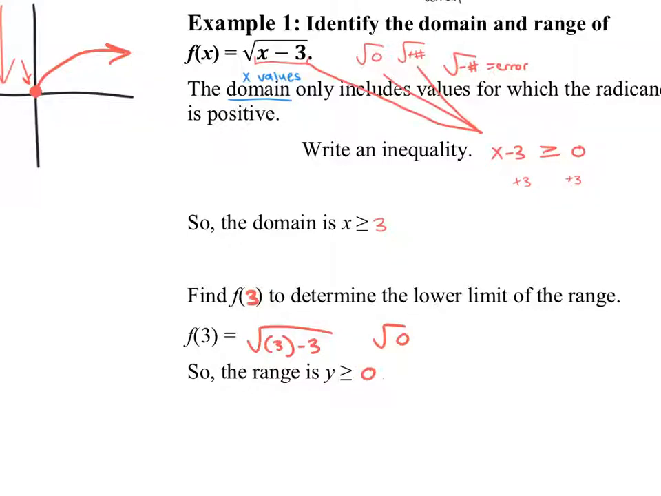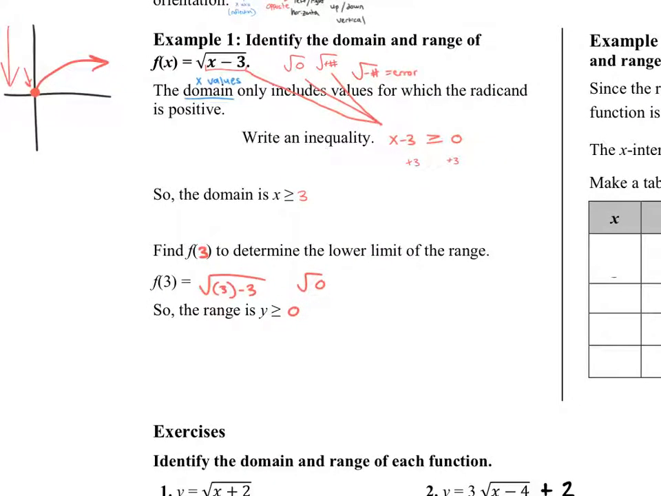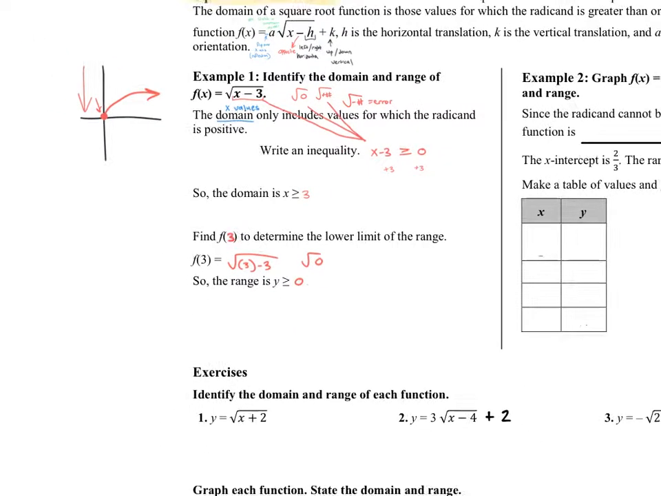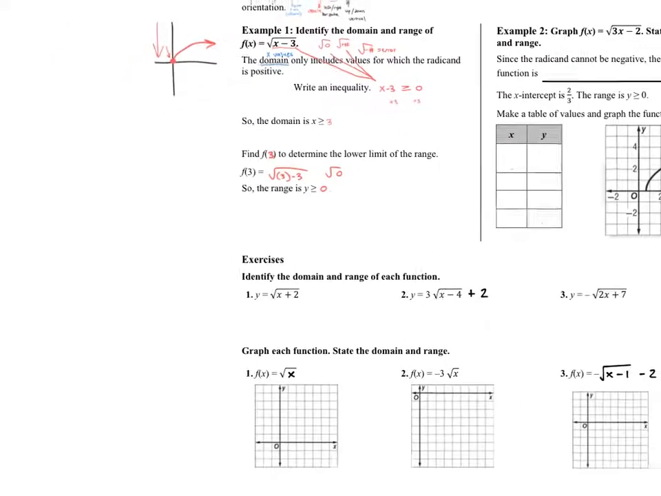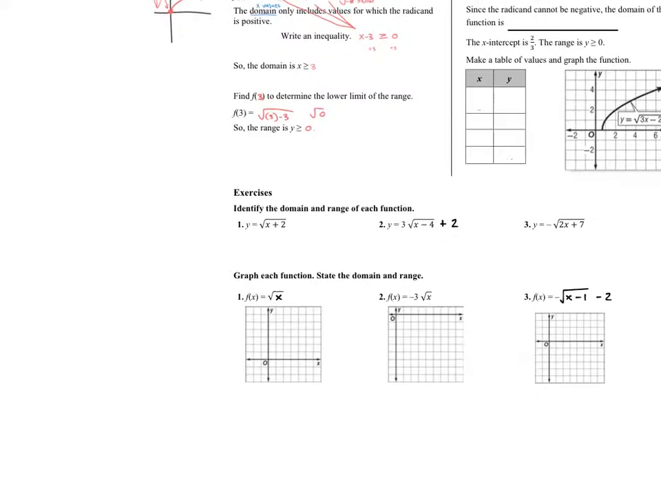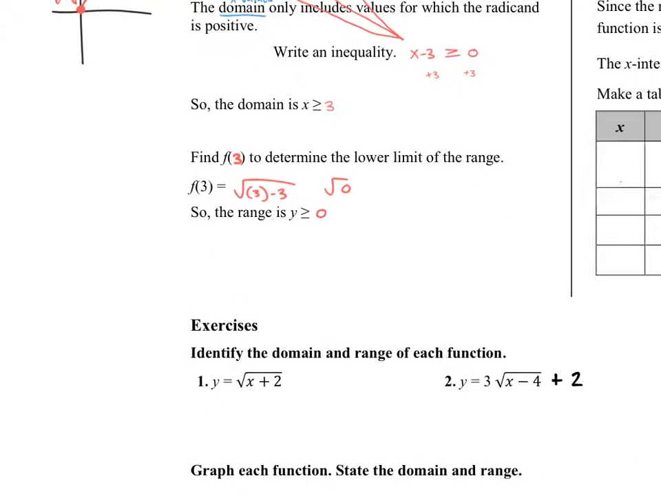Square root of 0 is 0. So our range is going to be y is greater than or equal to 0. Now, a lot of people have a tough time with domain and range until we look at it graphically. Let's come down here to number 1 and make the very most basic square root function, the square root of x. And then we're going to come back and talk about this problem that we just did.